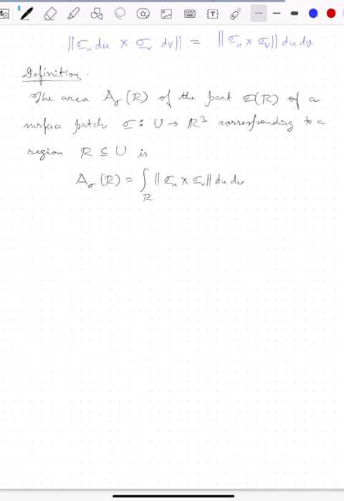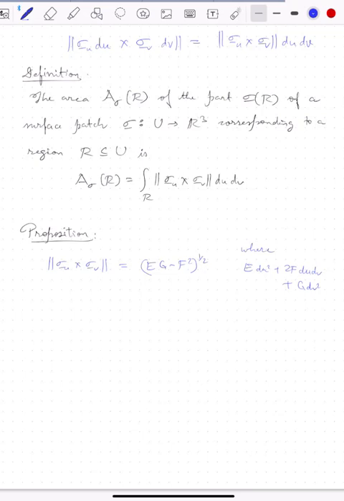Now what happens is we have a proposition here. It says that the norm of sigma u cross sigma v vector, and we can easily derive it, is the square root of Eg minus f squared, where E du squared plus 2f du dv plus g dv squared is the first fundamental form, right?